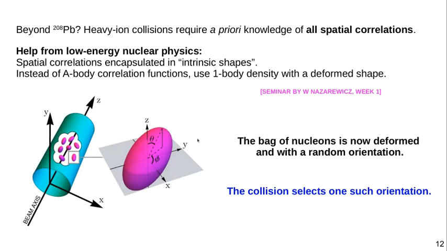So the idea is that a collision is basically something where you have something deformed and oriented randomly, and once the nuclei interact, there is a sort of selection of one orientation. You actually see that, and the nucleons will be distributed according to something randomly oriented and deformed. And this is how you would then have a manifestation of these shapes in a high energy collision.